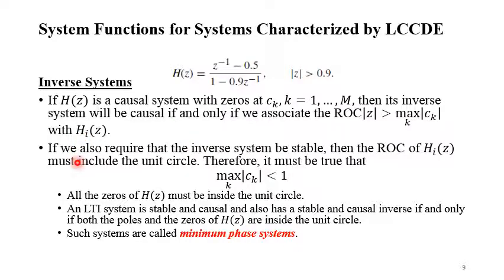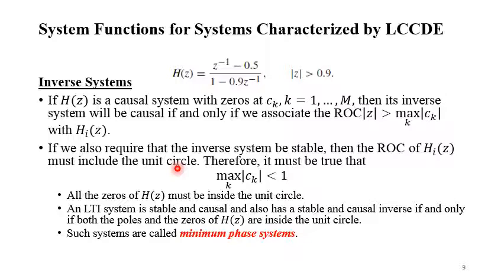We also required that the inverse system be stable, then the ROC of the inverse system must include the unit circle. You understand that, because a system function can be found for both stable and unstable systems. But again, the stability criterion is the same as we defined in terms of impulse response, that its impulse response must be absolutely summable. If the impulse response is absolutely summable, then the system is stable.